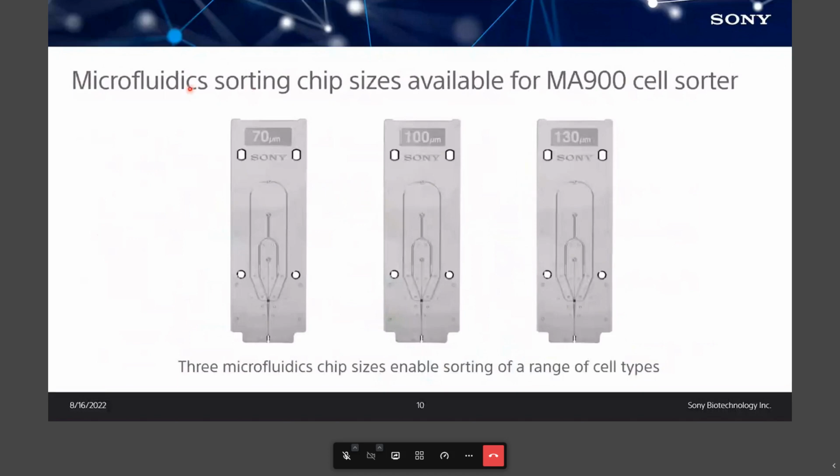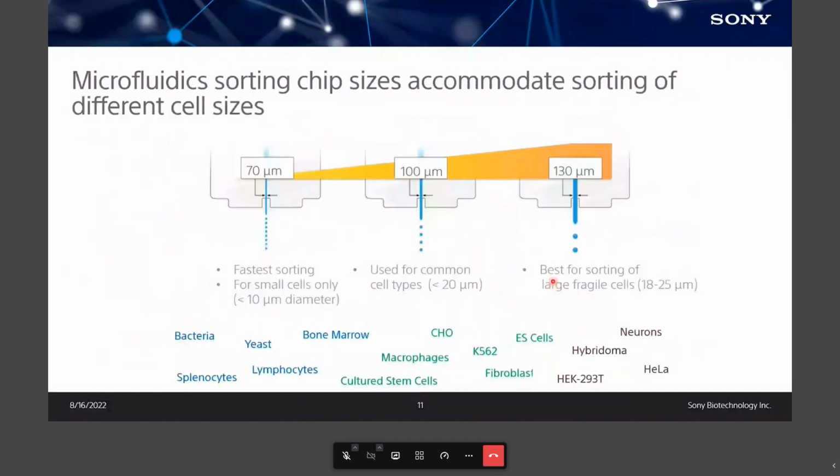So these microfluidics chips come in 3 sizes, like we mentioned. This enables a very large range of cell types to be run on the MA900. And these chips are all essentially the same. All the microfluidics are the same. The only difference is that at the very bottom, the nozzle size is different. So 70 micron, 100 micron, and 130 micron are the choices available.